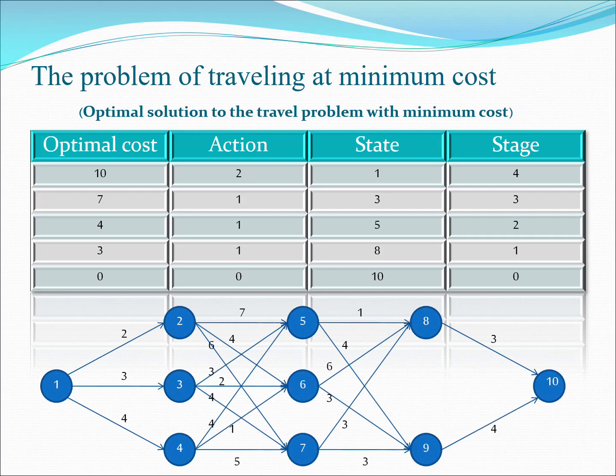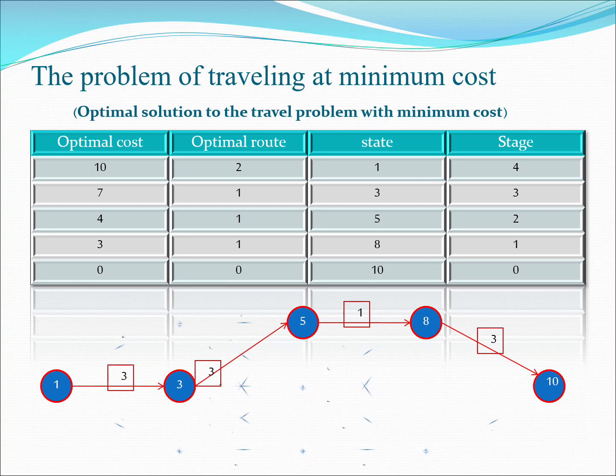The following table summarizes the optimal solution, optimal action, and policy in different stages. Here we show the optimal path using a red line from City 1 to City 10.